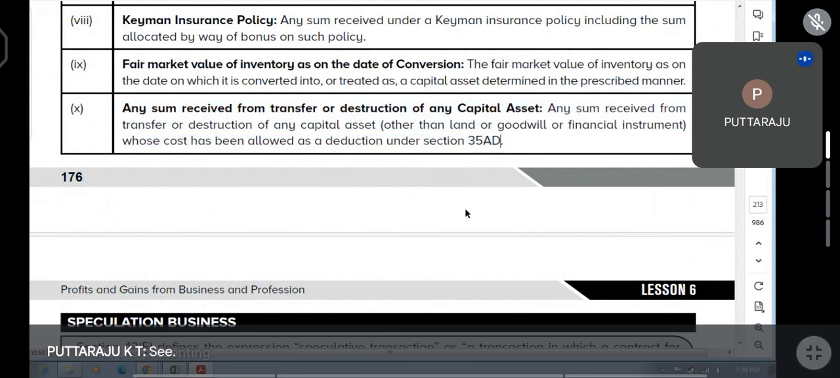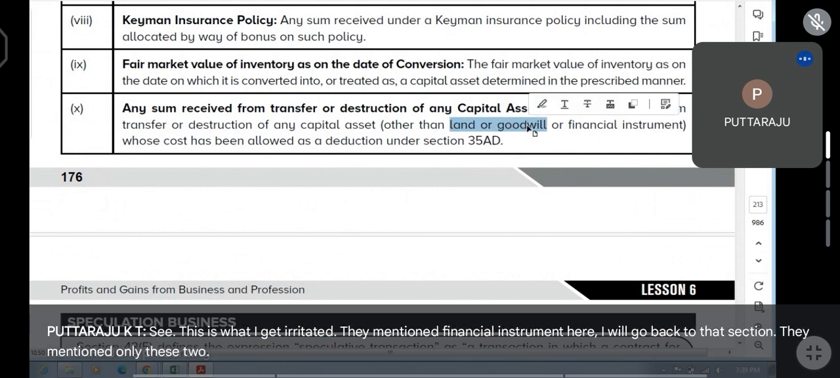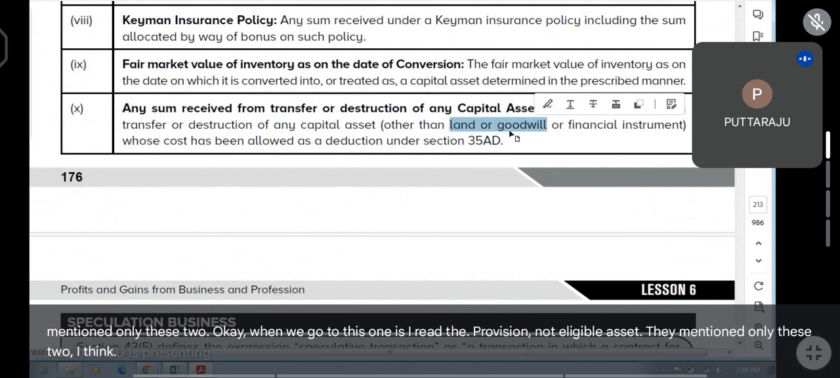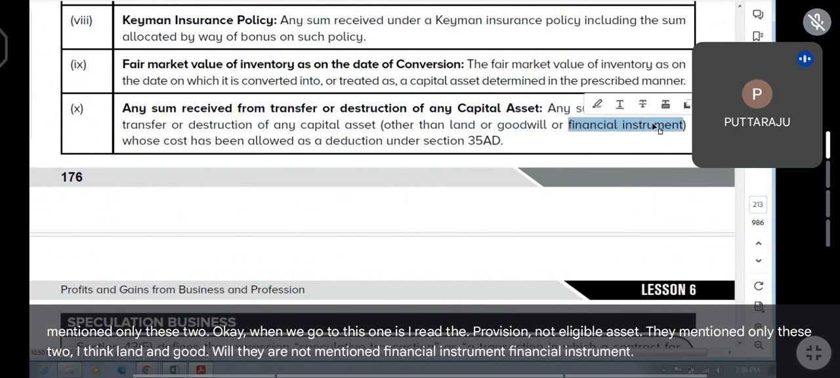See, this is what I get irritated about. They mentioned financial instrument here. I will go back to that section. When we go to this one, I read the provision on not eligible asset. They mentioned only these two, I think, land and goodwill. They have not mentioned financial instrument. Financial instrument is also covered. Debentures, shares, everything is covered.